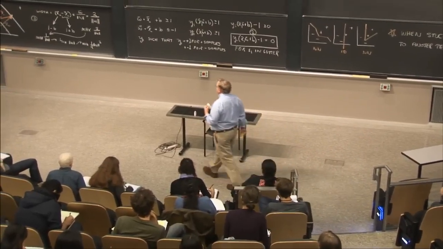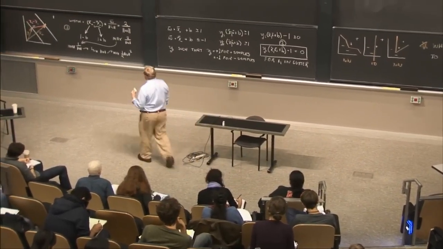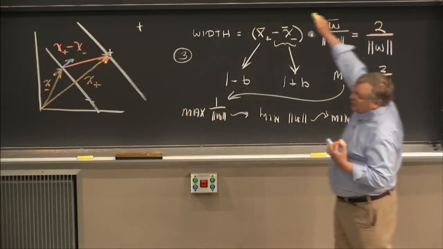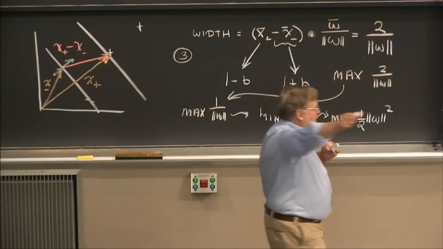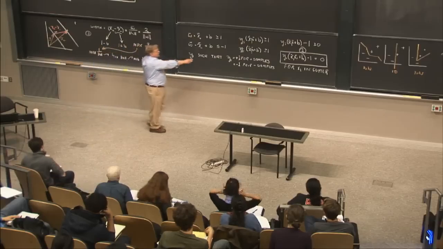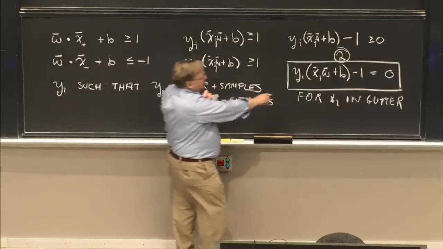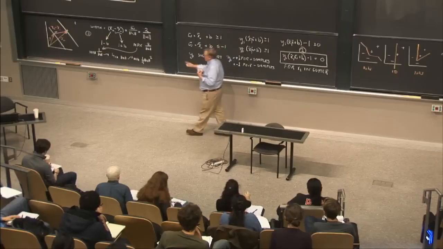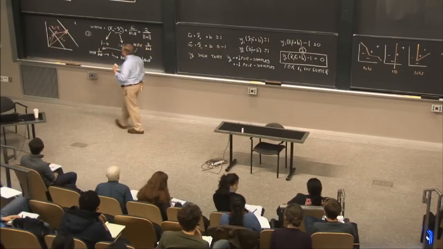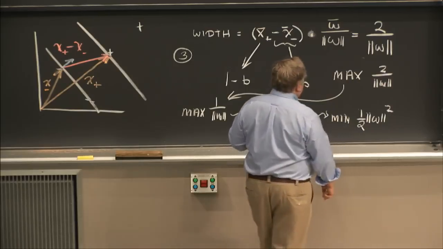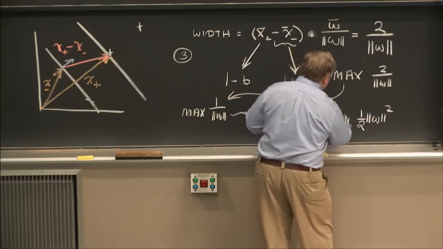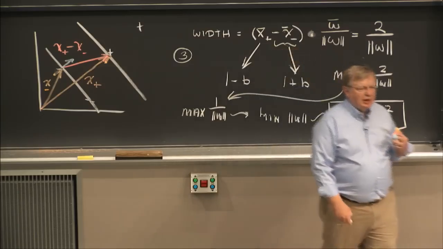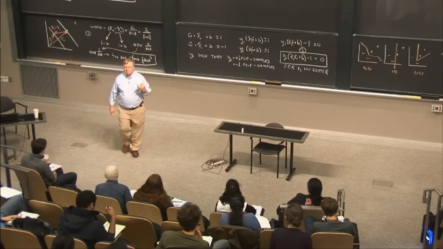So this is point number 3 in the development. So where do we go? We decided that was going to be our decision rule. We're going to see which side of the line we're on. We decided to constrain the situation so that the value of the decision rule is +1 in the gutters for the positive samples and -1 in the gutters for the negative samples. And then we discovered that maximizing the width of the street led us to an expression like that, which we wish to maximize.